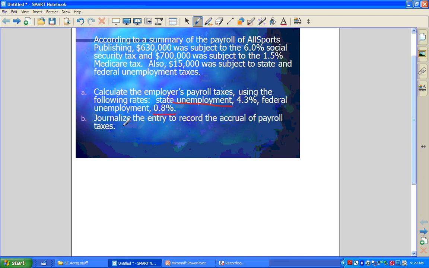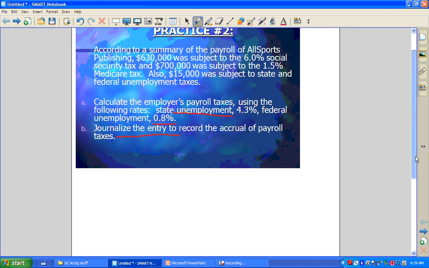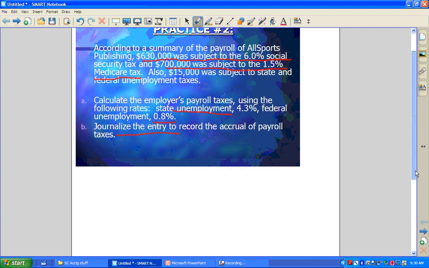And so many of these are not even known to employees. This is one of the expenses that businesses have that are not shown up on the employee's paycheck or pay stub. Okay, so first of all, here we got All Sports Publishing. They say that 630,000 was subject to the 6% Social Security tax and 700,000 was subject to the 1.5% Medicare tax. Okay, so no caps to think about here. It's a relatively easy problem compared to some of your homework because you don't have to deal with caps. They just tell you flat out what the numbers are.